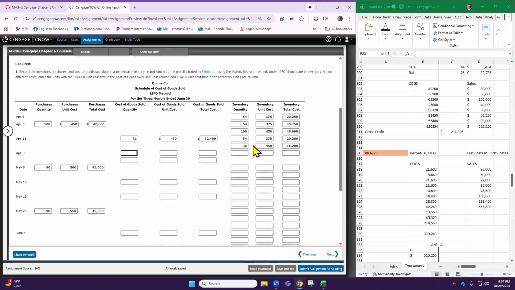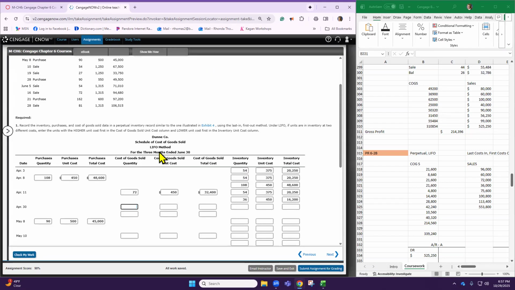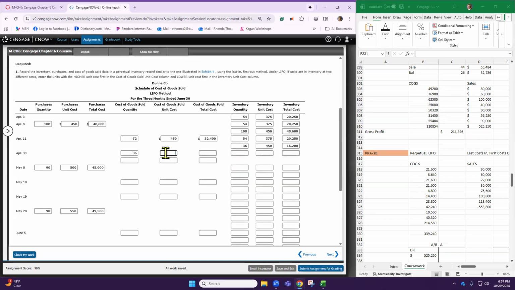Okay, now we're ready for another sale. Okay, and we have two layers. Whatever we're going to sell, these 450 items go first. So April 30th is 45 items. So all of those are gone. Okay, and we need 9 more at a cost of 375. Okay, 9 times 375 is 3,375.